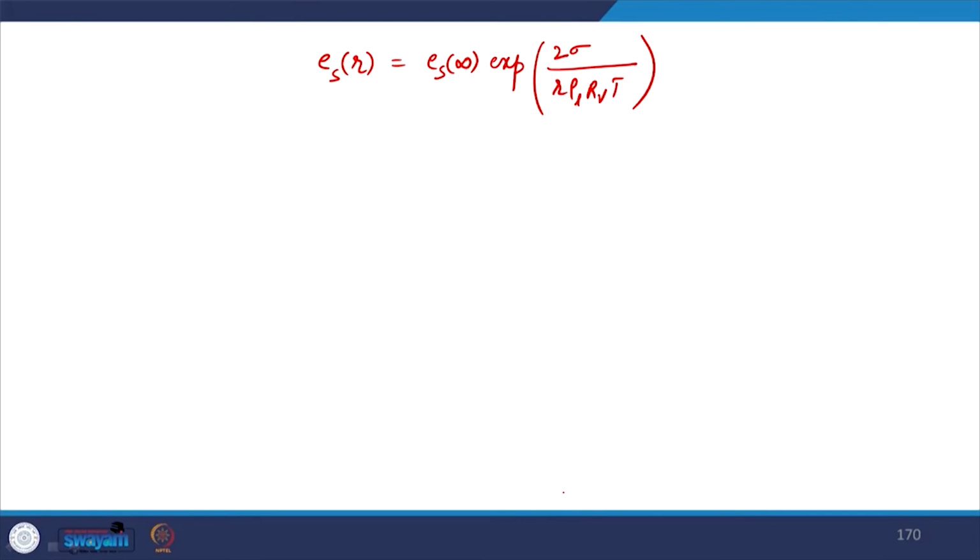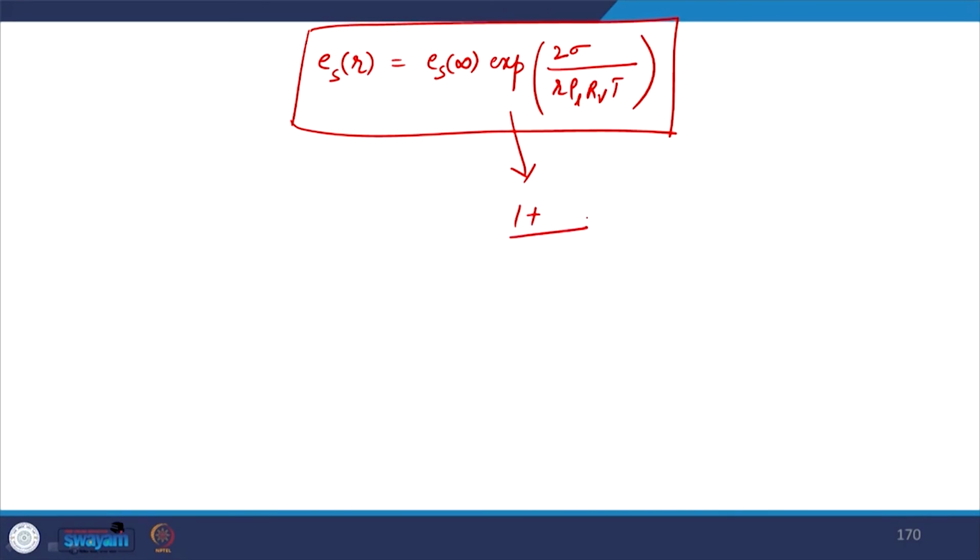So, the saturation vapor pressure over a curved surface, or say a droplet, would be larger in comparison to the plane surface of water. This expression itself is kind of 1 plus something, right. So, that means that it will always be more than over the plane surface of water. So, the saturation vapor pressure over a droplet surface will be larger in comparison to the saturation vapor pressure that you can achieve over a plane surface of water. So, this is the basic idea, right.